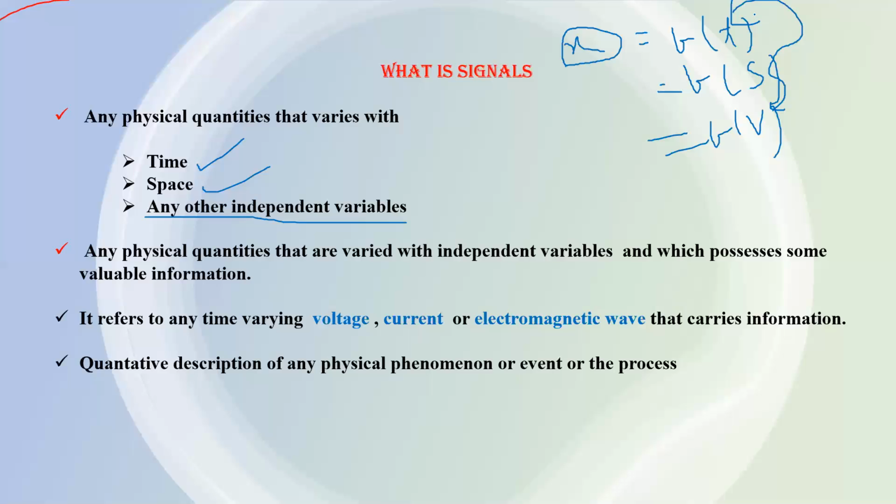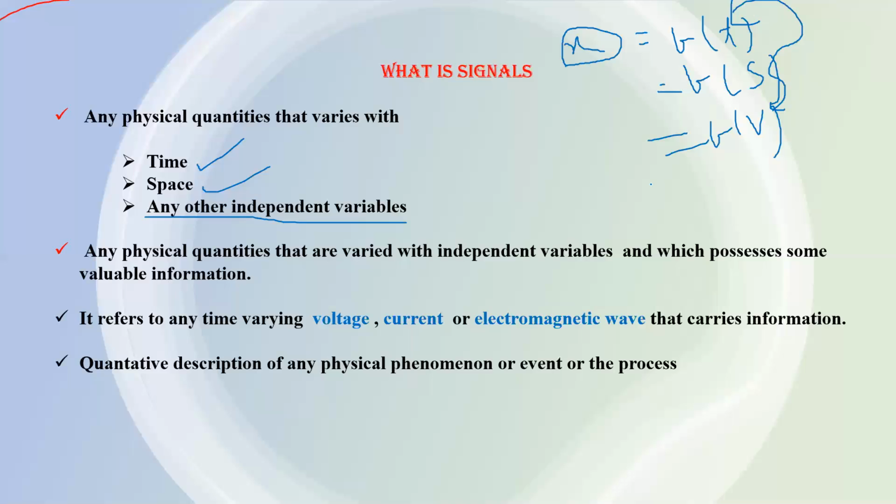Voltage is a signal and a fan is a system. Current is a signal and a fan is a system. The fan will convert that electrical signal into some valuable information. If you give input to the system, it will give output from that signal. It will extract the valuable information from the signals. So a system is also required to extract information from the signals.